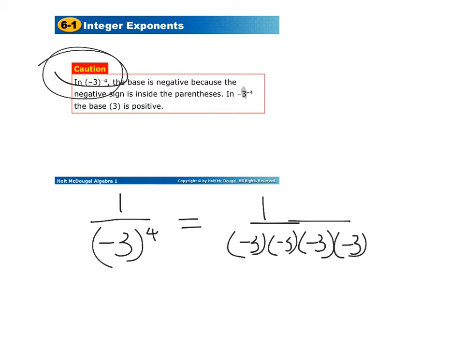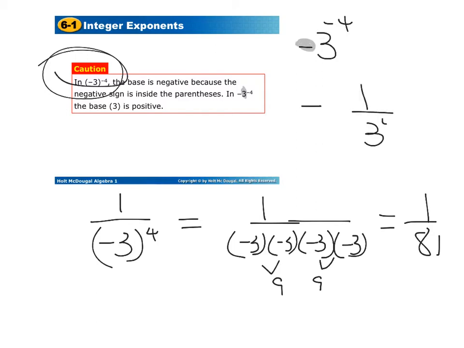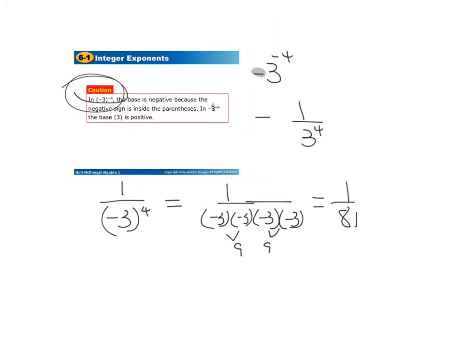Now, when I do this, I'm going to get a positive 9 and a positive 9, and then 9 and 9 is 81. However, in the other example, this negative sign is going to drop in front of your answer, and then you'll move the 3 to the bottom. Once you figure out 3, 3, 3, 3, it's going to become negative 1 over 81. Oh, I wrote it backwards. 81, not 18. Everybody getting the hang of this?